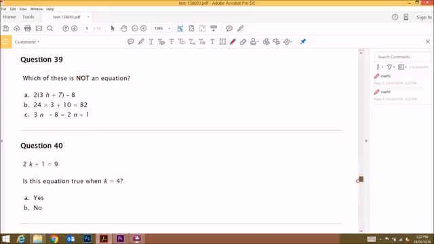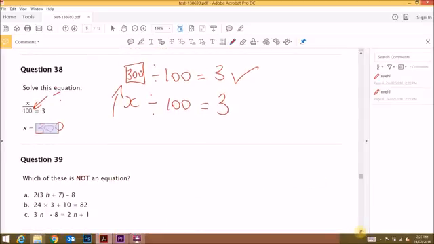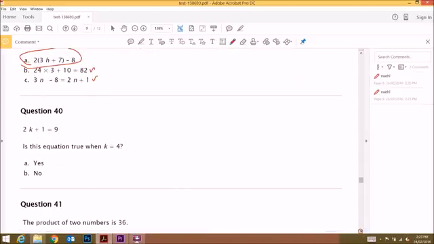Which of these is not an equation? So for you to have an equation, it must have an equal sign. So that has an equal sign, that has an equal sign. So A is not an equation. Quite a simple one, that one.